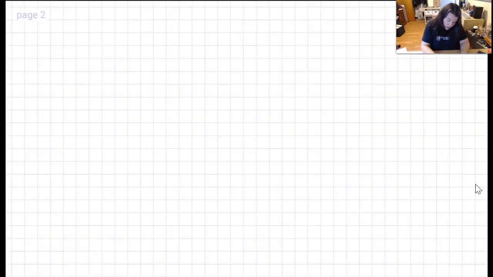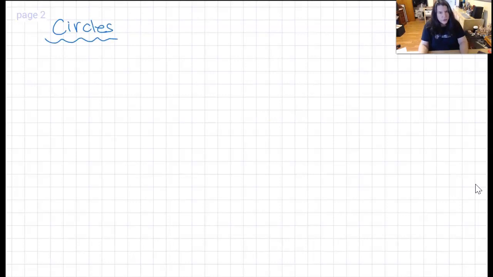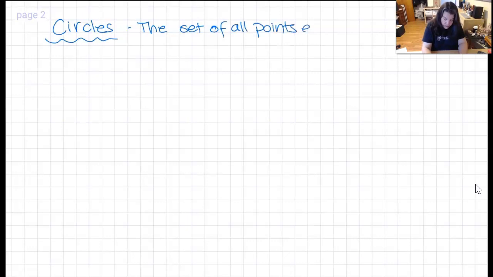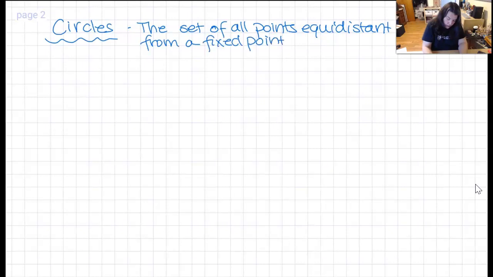Let's first of all derive the equation for a circle. These are super easy. So if we think of a circle, first of all, what's the definition of a circle? A circle is the set of all points equidistant from a fixed point. And that fixed point is called the center. So let's start with a really basic one. Let's start with a circle whose center is at the origin.